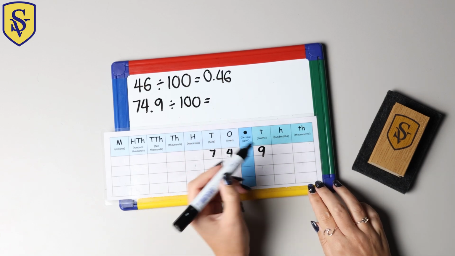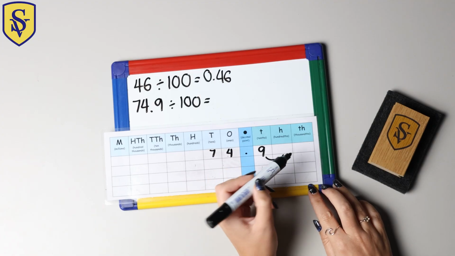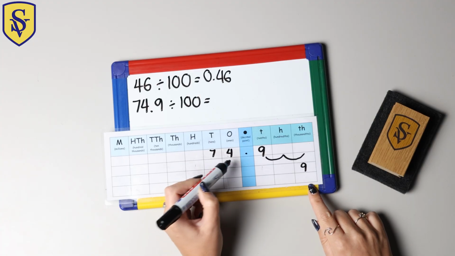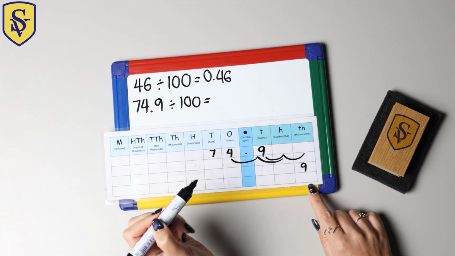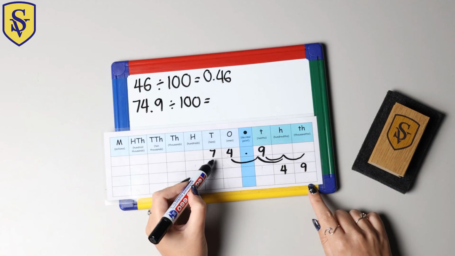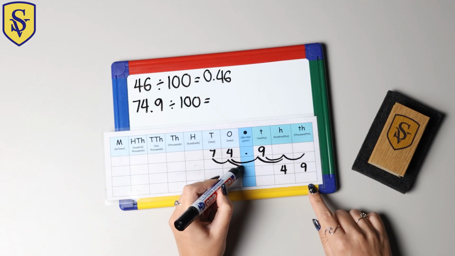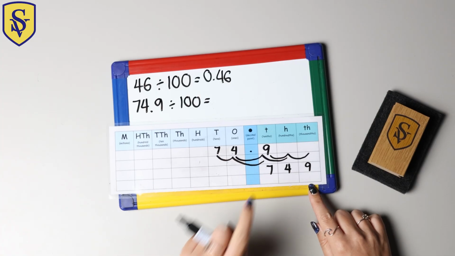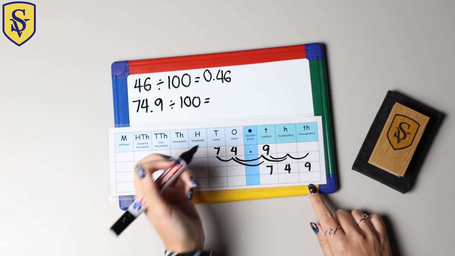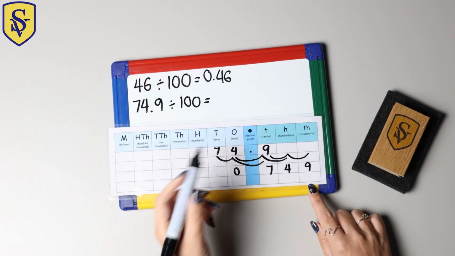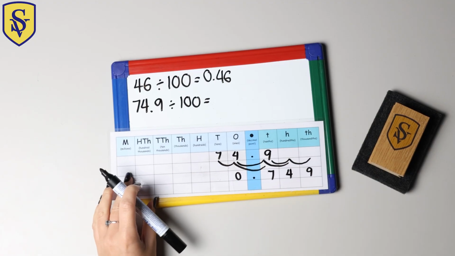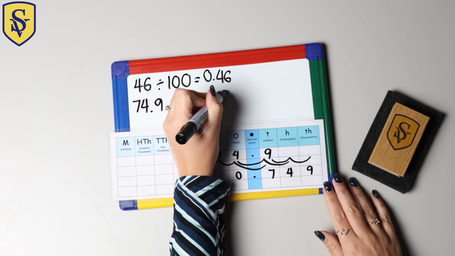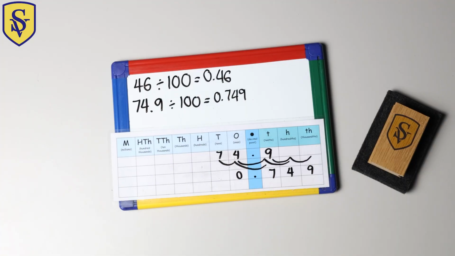So we're going to start with the 9 and go 1 jump, 2 jumps, put the 9 there. Then the 4, 1 jump, 2 jumps, put it there. And then the 7, 1 jump, 2 jumps, and there. Just like before, we're jumping over the decimal point. We can't have an empty ones column, so we put a placeholder of a 0 and then a decimal point. So the answer to 74.9 divided by 100 is 0.749.